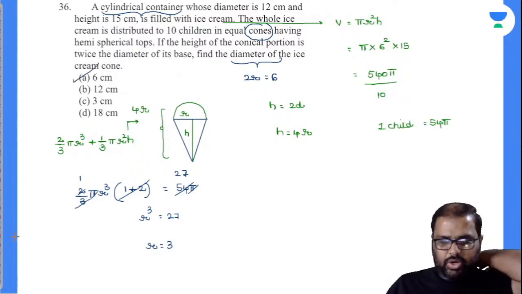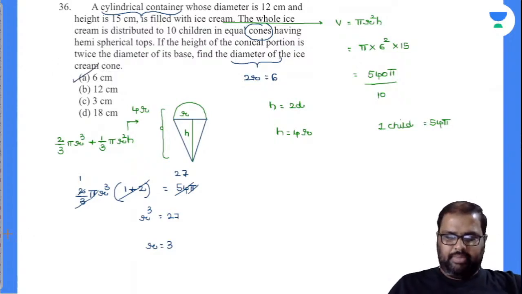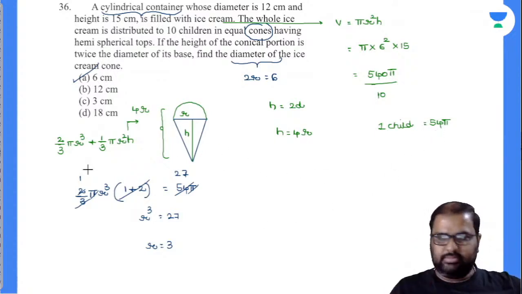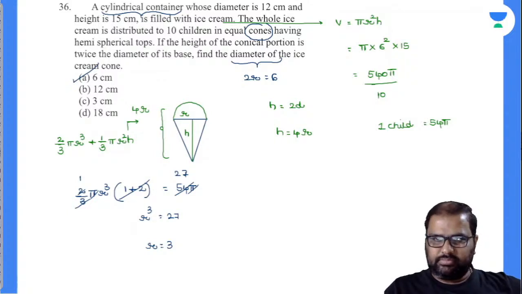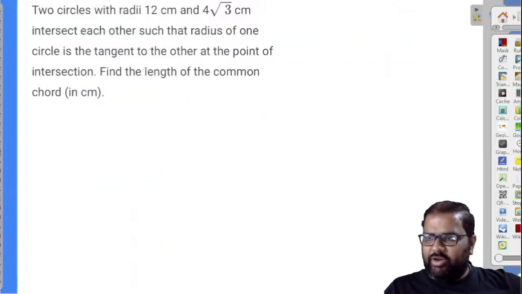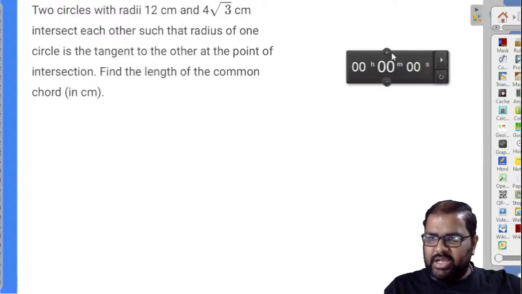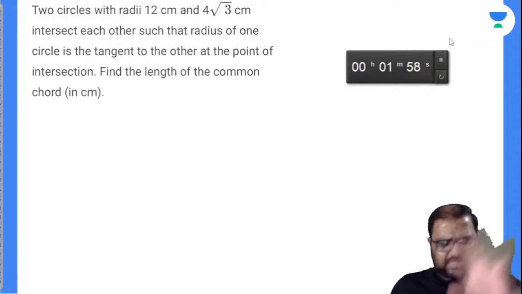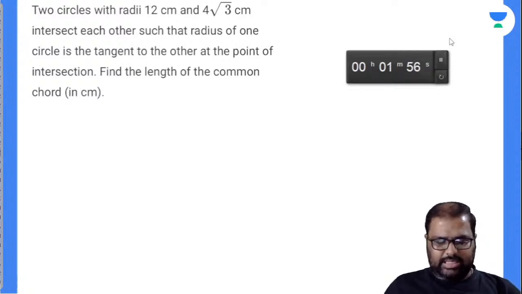So how many of you got this answer there? Perfectly done. So in this ice cream cone only, this 54 pi ice cream should be filled. Done? And again, one of my favorite questions. We have done a similar type of question in our previous class, beta. We have done a very good shaded area question with the same technique, same format of the question. Let's see how it works out.